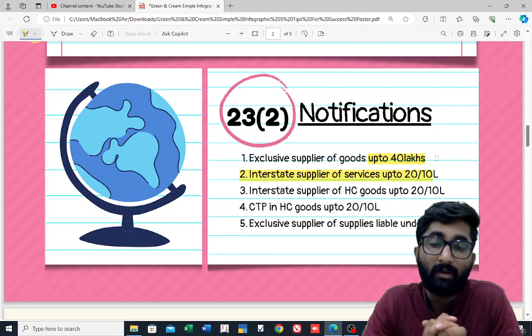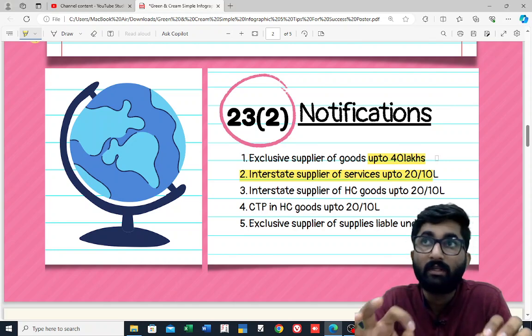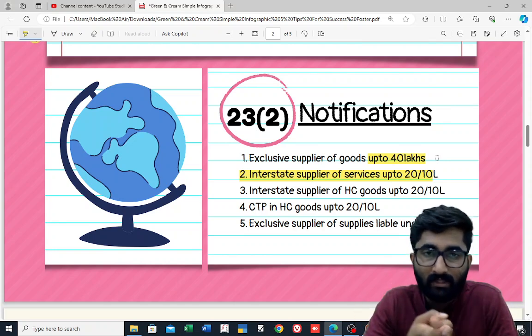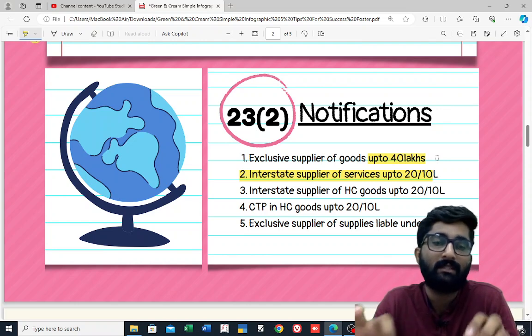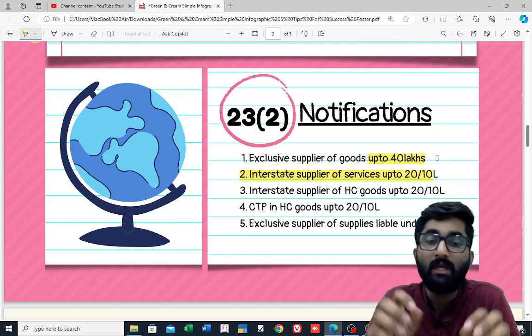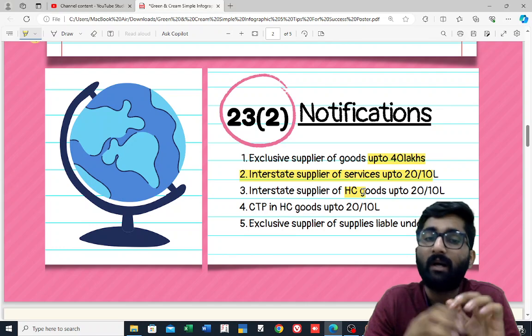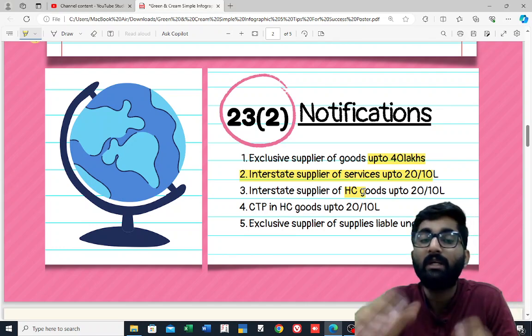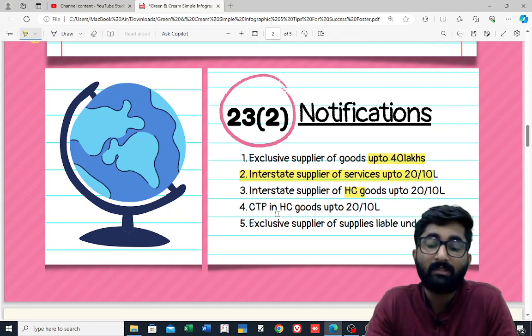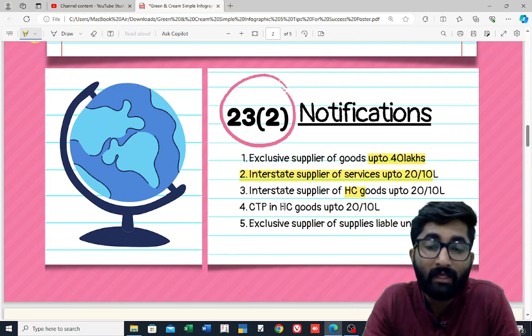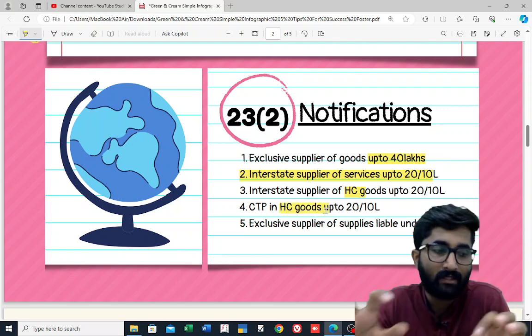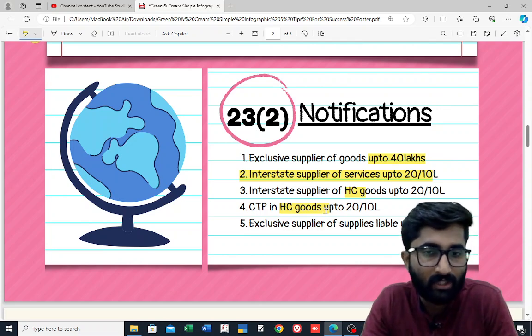Second one, interstate supplier of services up to 20 or 10 lakhs. If you are an interstate supplier of services, not goods, up to 20 lakhs and 10 lakhs, you are not required to take the registration. Interstate supplier of handicraft goods up to 20 lakhs and 10 lakhs, again you are not required to take the registration. CTP, that is casual taxable person, in case of handicraft goods up to 20 lakhs and 10 lakhs, again you are not required to take the registration.